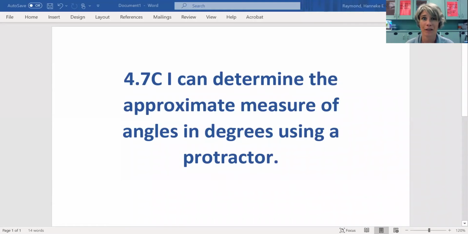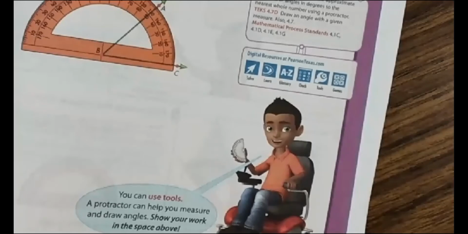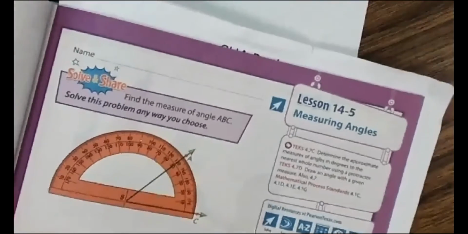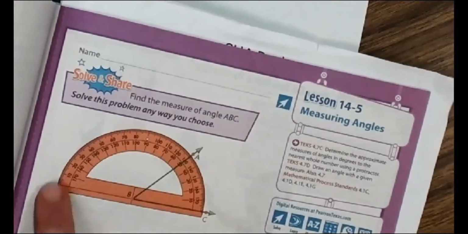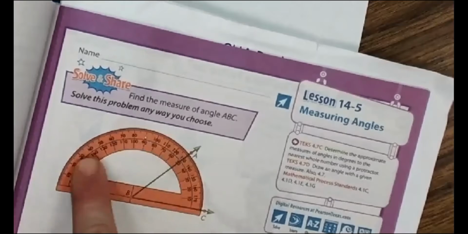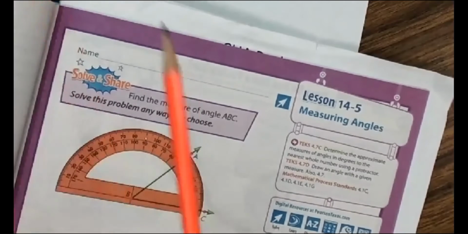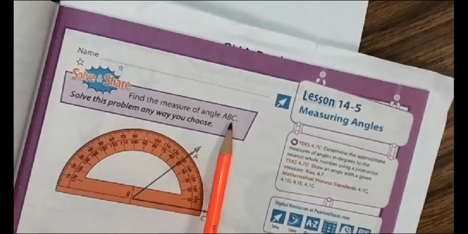So we're still working on that TEK 4.7c that says I can determine the approximate measure of angles in degrees using a protractor. So we're going to take a look in our math book today at page 785. And it is our solve and share measuring angles. And they have a protractor printed in here for you, which is pretty nifty, okay? And it says, find the measure of ABC.